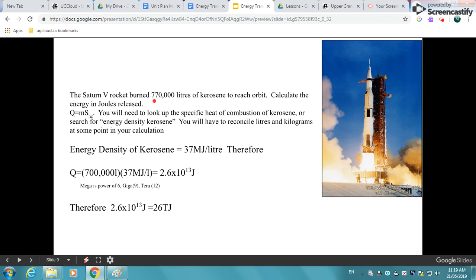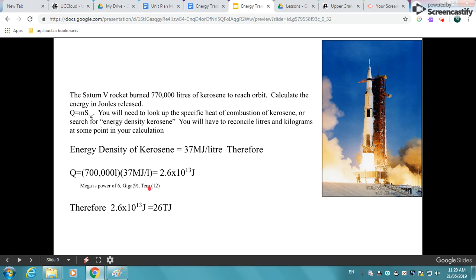The Saturn V burned 750,000 liters to reach orbit. How much energy was released? Well, what you do is you search for energy density of kerosene, and you'll find you get 37 million joules for every liter. So if we took 700,000 liters, notice I dropped a number, that's okay, times 37 megajoules, I get 2.6 times 10 to the 13th joules.